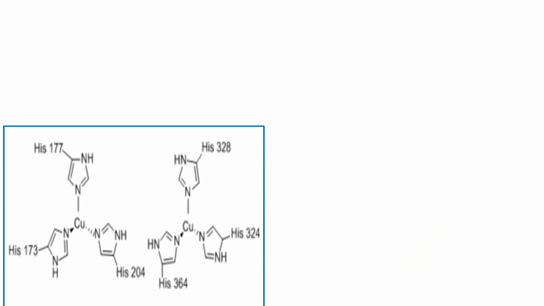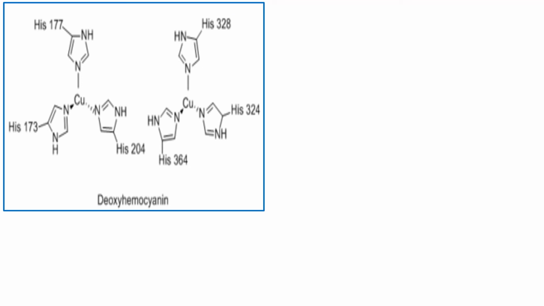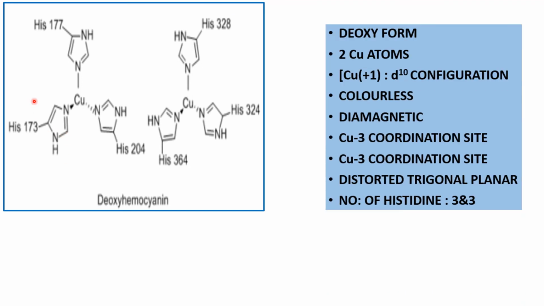Here you can see the deoxy form of hemocyanin. It is a deoxy form in which the active site is two copper atoms. Copper is in the +1 oxidation state. It has a d10 configuration, so it is colorless. It is also a diamagnetic one, and copper has three coordination sites here.